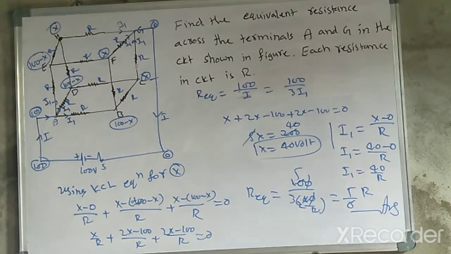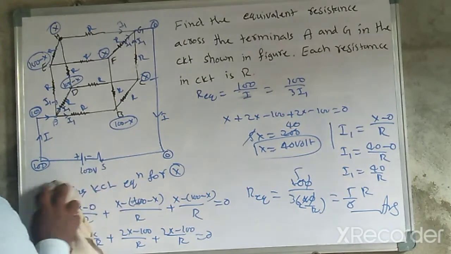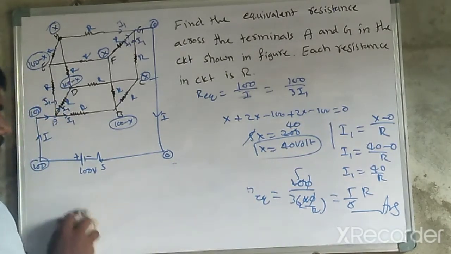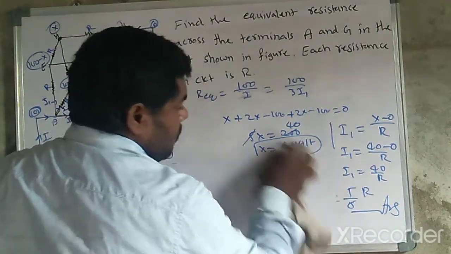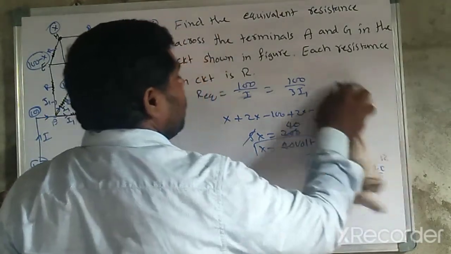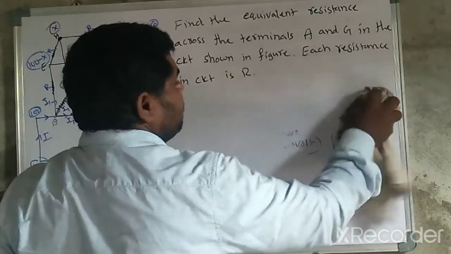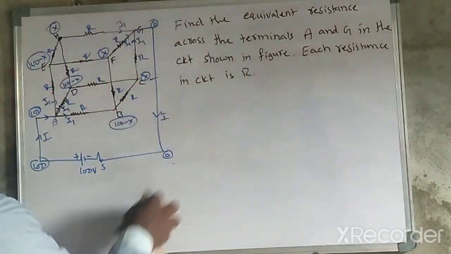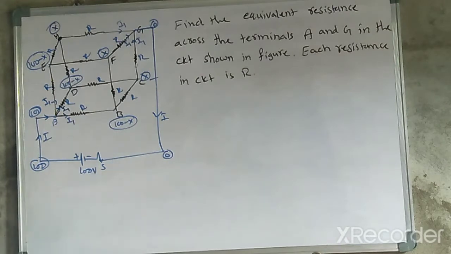So that is the KCL rule equation. Now I am going to discuss a shortcut method. You may use the shortcut method only when there is symmetry; otherwise please don't use it. Otherwise, you may use this method, the KCL rule or KVL rule.